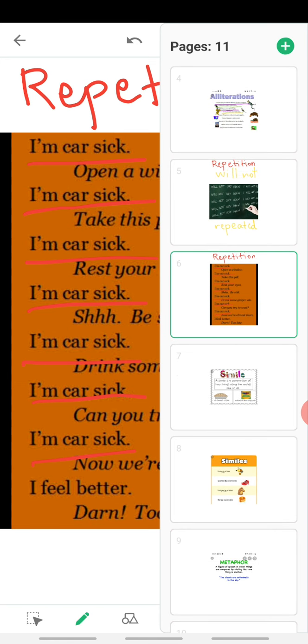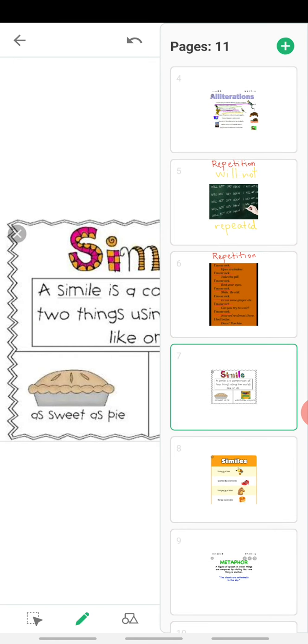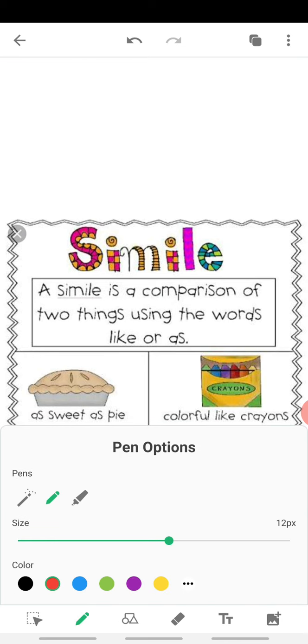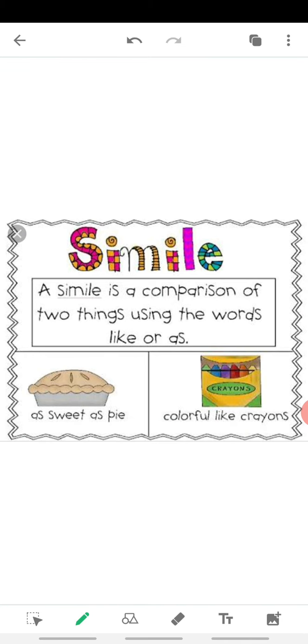Let's go to the next figure of speech, and that is simile. What is a simile?